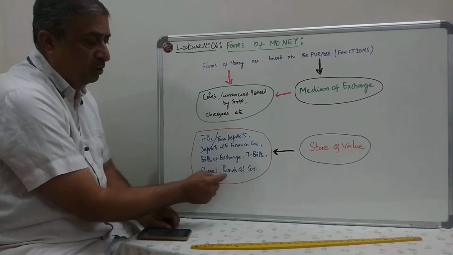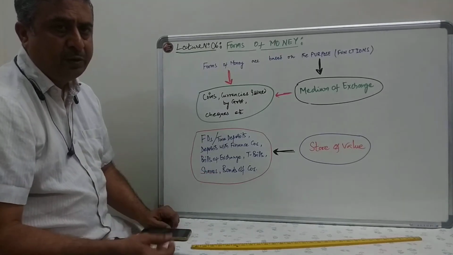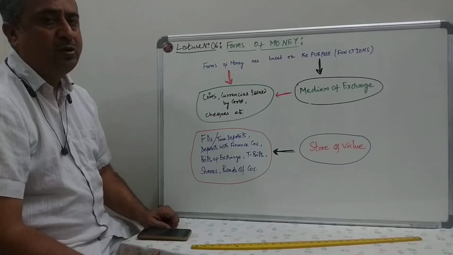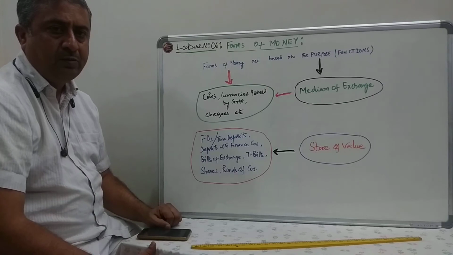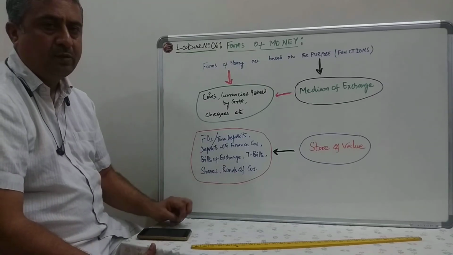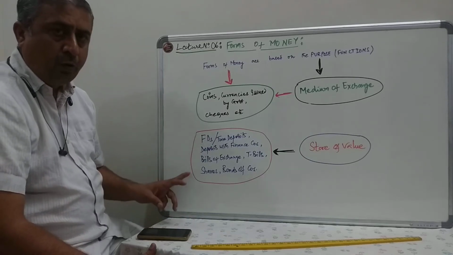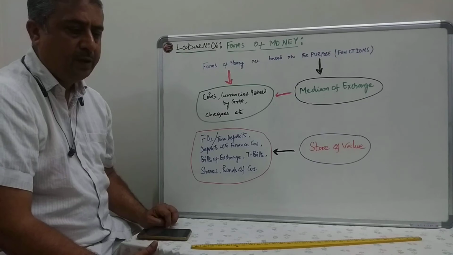Shares, bonds of different companies. Bonds issued by government also. Those are called government securities, right? Bonds issued by public sector companies. Bonds issued by private sector companies. These are what we call forms of money based on its store of value.